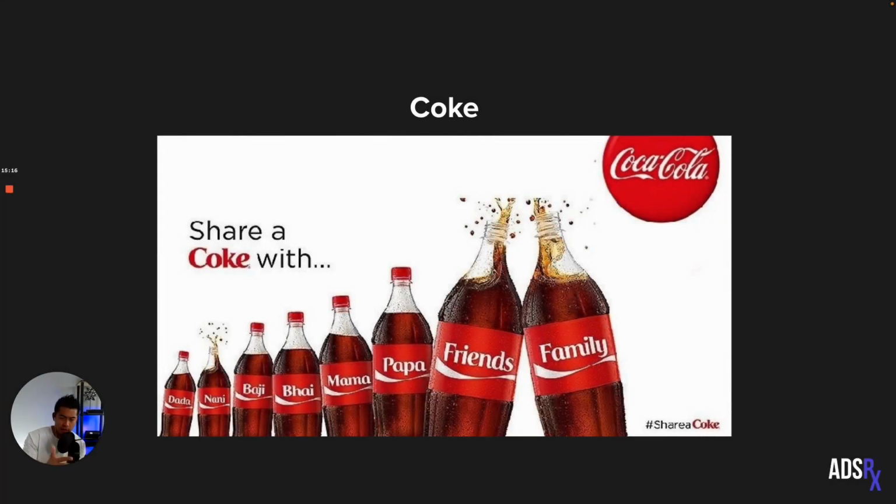Here we have Coke. This is an example of a branded ad that was probably used as a billboard at one point: share a Coke with family, friends, papa, mama, right? It's touching more at the heartstrings. If it was a direct response ad, it would be like, are you dying of thirst? Grab a Coke. It's more so saying the implications of Coke is a family thing. Everybody can enjoy it. It's share a Coke, hashtag share a Coke. But they don't talk about the ingredients. They don't talk about how much sugar is in it.